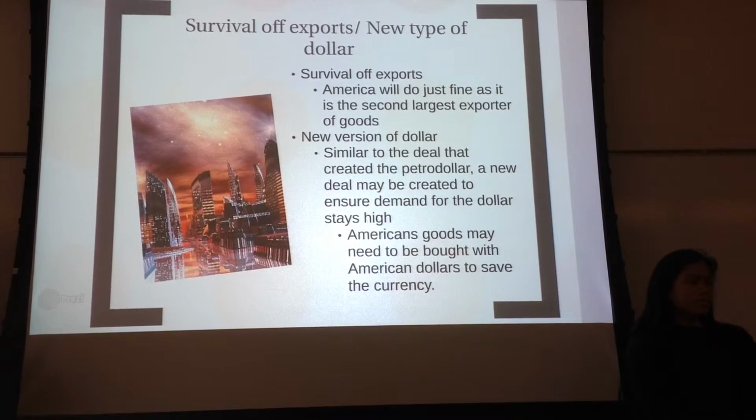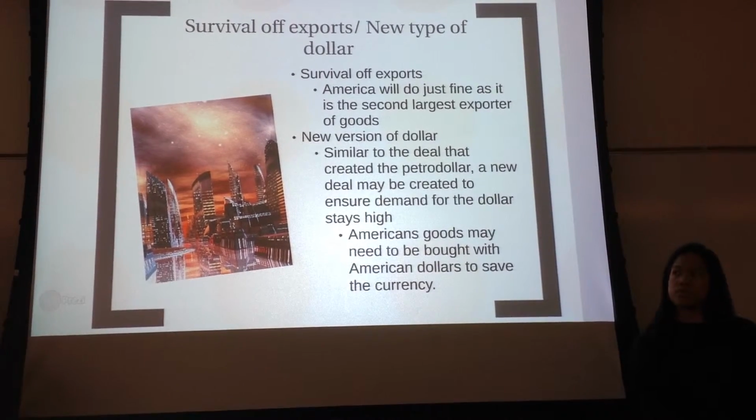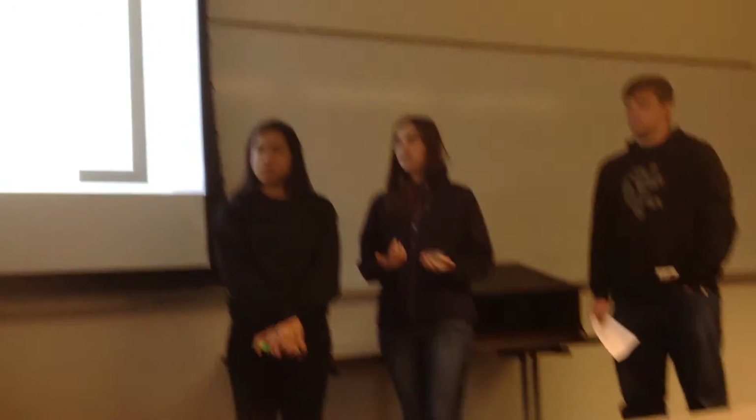So in the case of the petrodollar collapsing, instead of something like a petrodollar, it can be something like the industrial dollar. So everyone can exchange goods through the dollar. So the demand for the dollar will still be high. A different version of the dollar, but it's not going to be the petrodollar because we're not going to use the petrodollar.